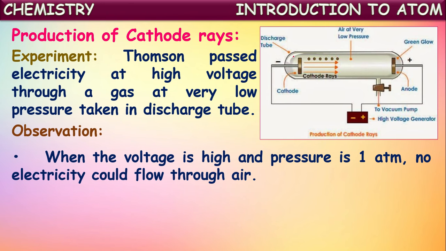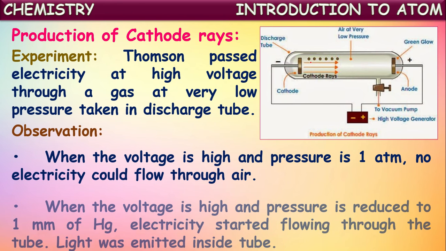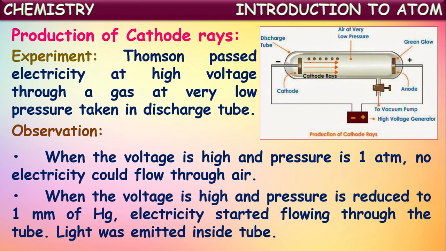So what did he do? He took the discharge tube and passed a certain gas into it and maintained the pressure at 1 atmosphere. Now, by passing high voltage electricity through this gas, no electricity passage was observed because we know at normal conditions gases are bad conductors of electricity. The gas taken inside the discharge tube won't pass electricity if the pressure is maintained at normal conditions, that is 1 atmosphere.